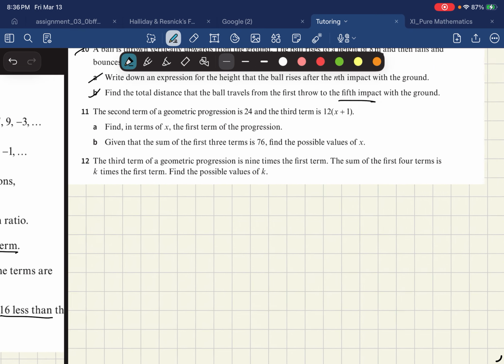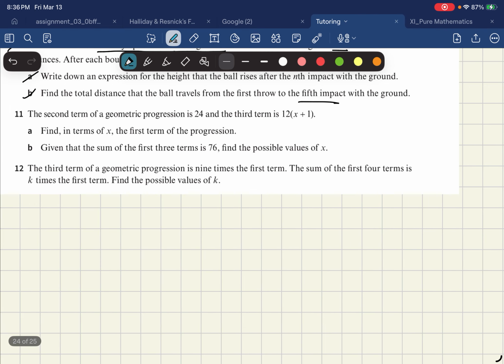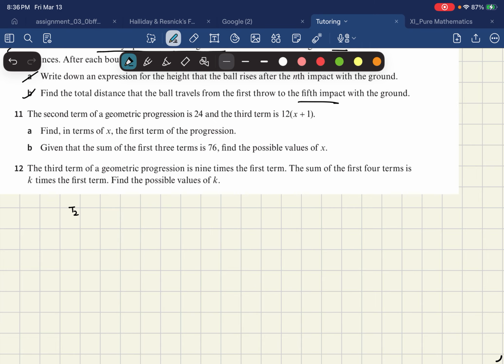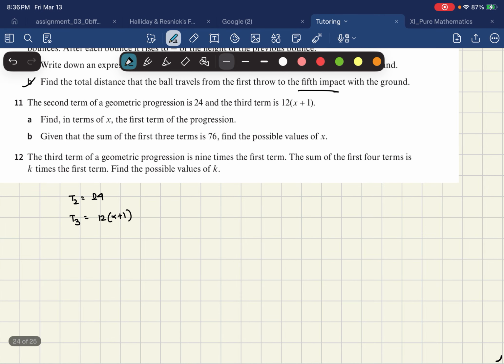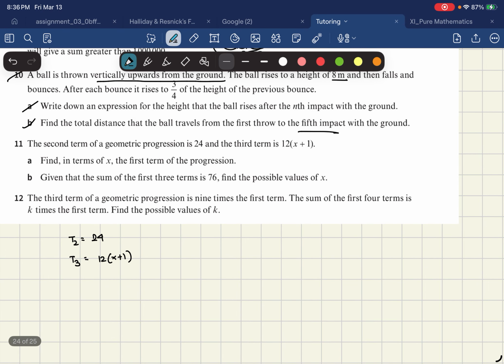So question 11 says, the second term of a geometric progression is 24. So T2 is 24. So I believe it's 48.8125, which is exactly what we got, right? All right, so the second term is 24. T3 is 12(x plus 1). Find in terms of x the first term of the progression.